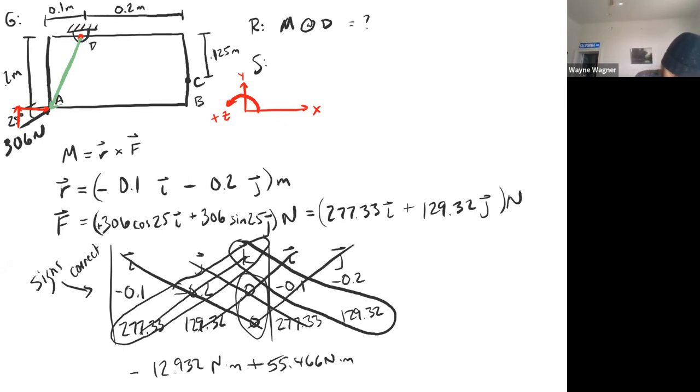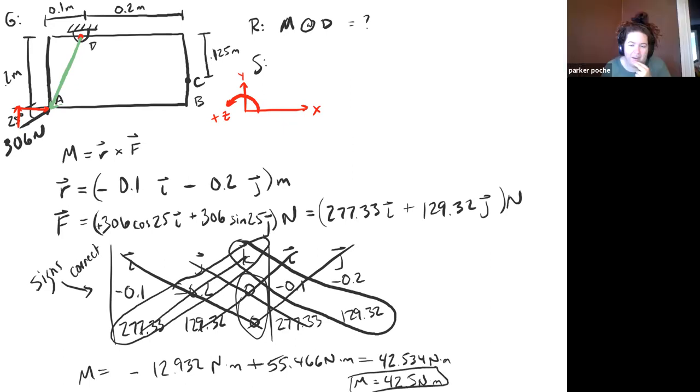So the moment equals this. I wonder if I can take, y'all's screen is right in my way at this point. All right, so we take that and we subtract 12.932, which equals 42.534 newtons times meters. If you report it, I would say moment equals 42.5 Newton meters. So that would be the answer.